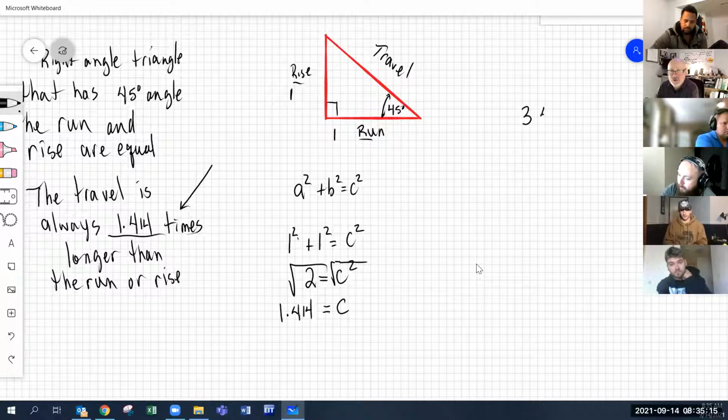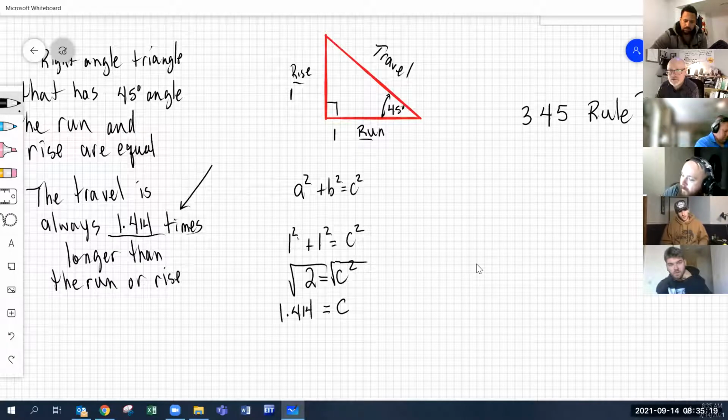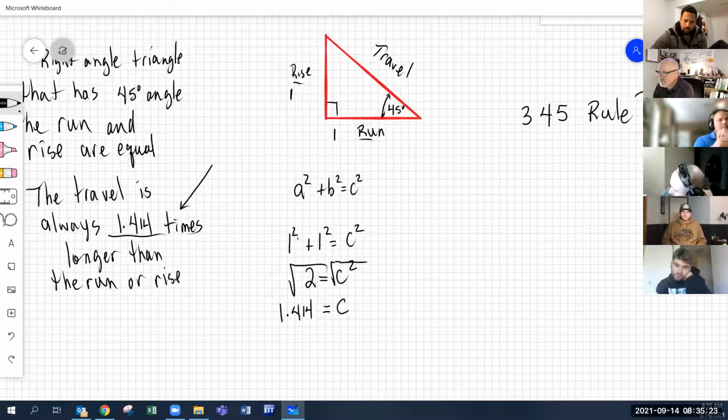Does anybody know the 3-4-5 rule? I've done it. I just forget about it. I haven't done it in like 6 years. Okay. Not like sheet metal.